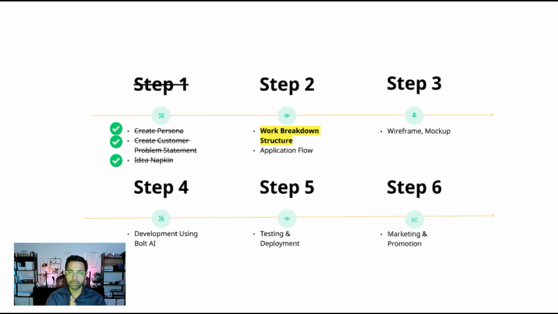All right, so by now we have an idea, we have a persona, we have a customer problem statement. So now we know what the problem is that we are trying to solve and who our target users will be. Hopefully you have interviewed 20, 25 people and you have a pretty good idea about what this application will do for them. Now let's dive into work breakdown structure.